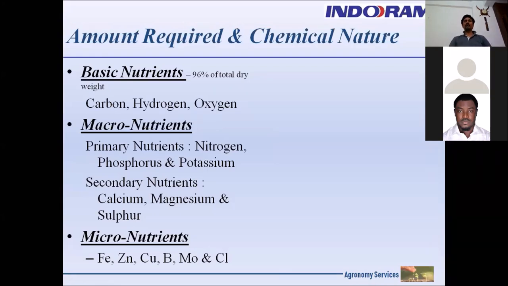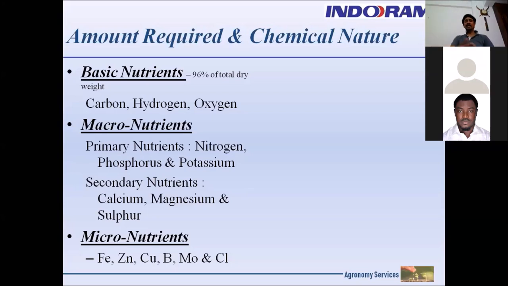So, based on amount required and chemical nature. First we'll take up the amount required. The nutrients required in the highest quantity are the basic nutrients: carbon, hydrogen and oxygen, which contribute 96% of the total dry weight of your crop. Just try to imagine, we are doing everything for ensuring that 4%. Are you getting it? Only 4% is the dry weight for which we deal with all these fertilizers and practices. Otherwise, CHO constitutes 96% of the dry weight.